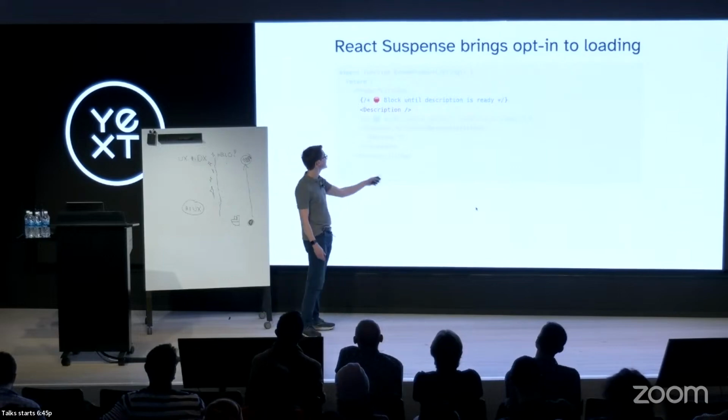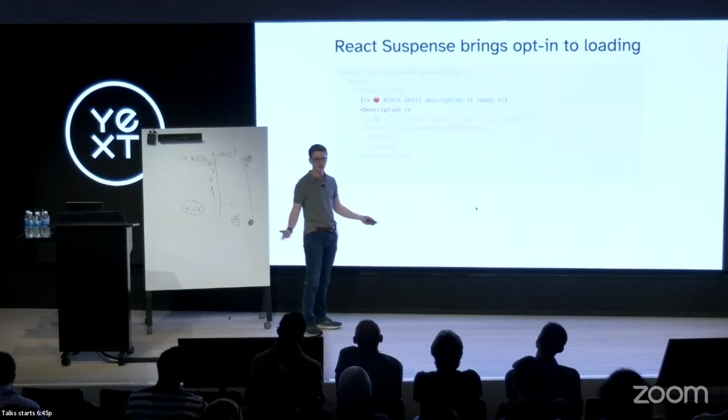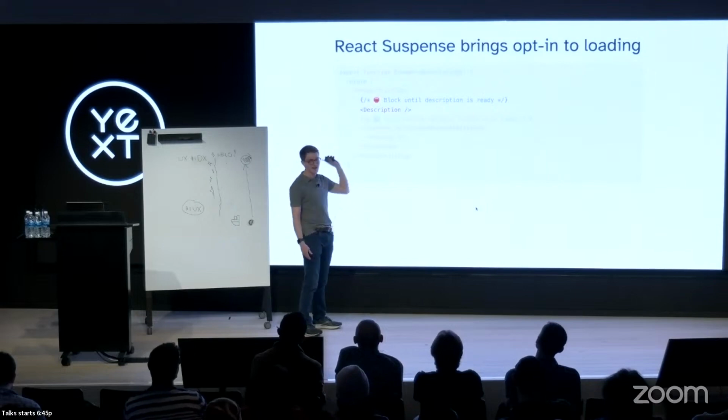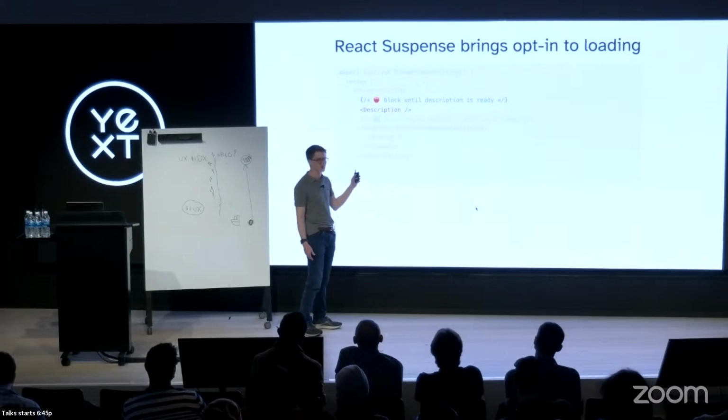So this example is a component that runs on the server. And if description needs to do an async fetch to your CMS to get whatever product description you're trying to display, it will block sending anything to your browser until that CMS data is done loading server side.